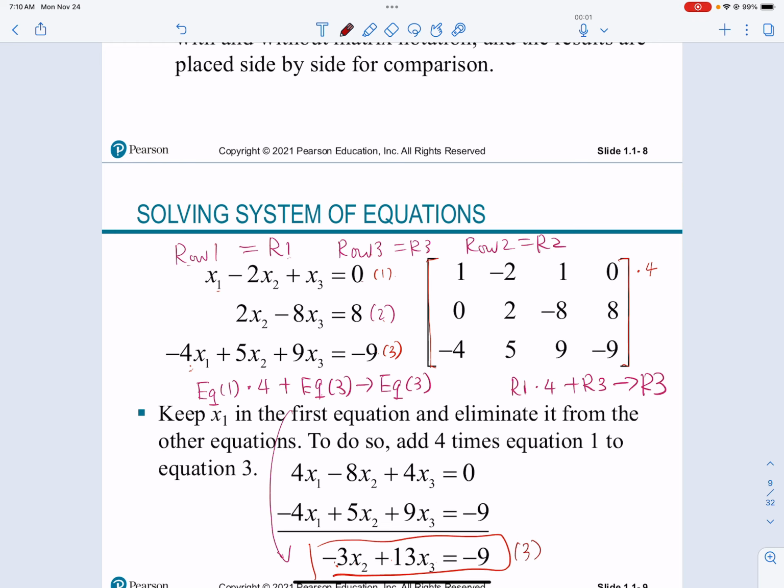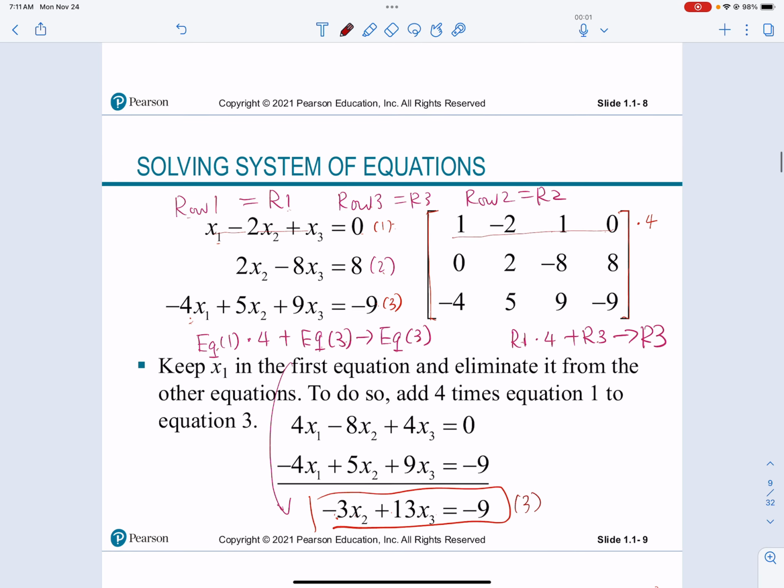We wanted to use equation 1 times 4 plus equation 3 to give the new equation 3. So we will do the same thing for the rows. Use row 1 times 4 plus R3. So your equation 1 becomes row 1, and your equation 3 becomes R3. Are you guys with me? So it's exactly the same. Row 1 times 4 plus R3 will be the new R3.